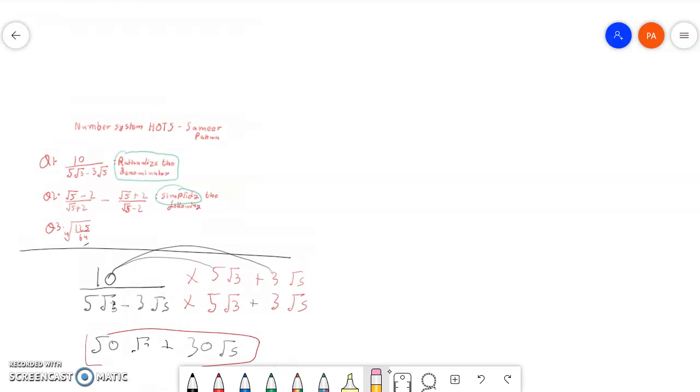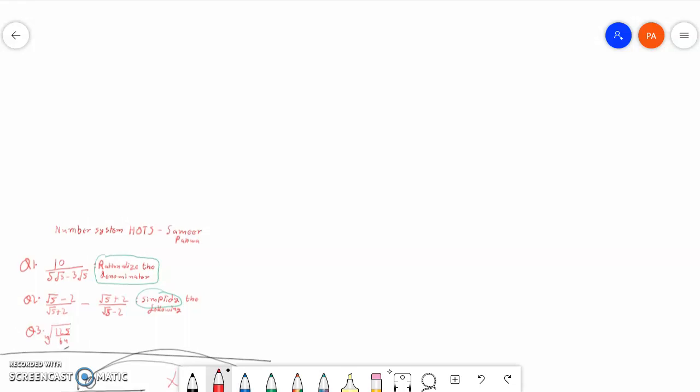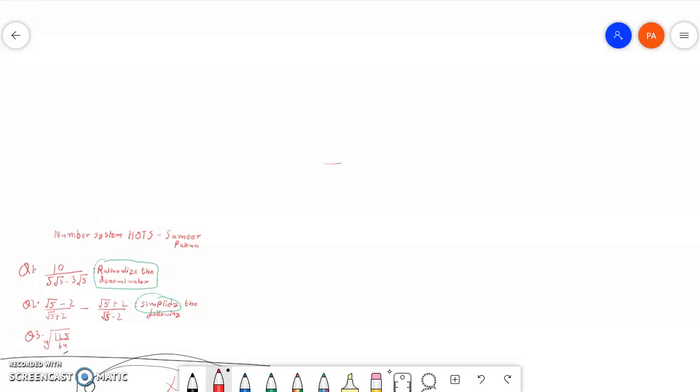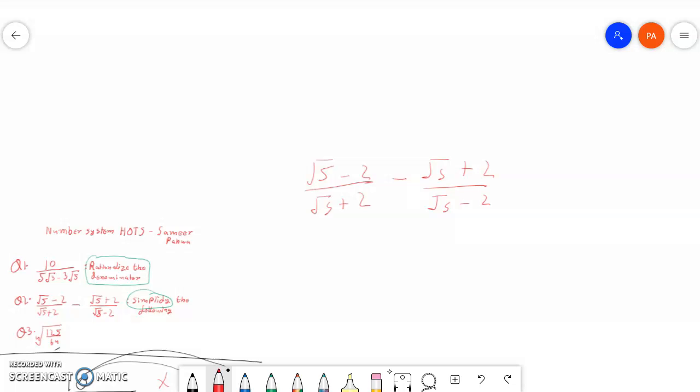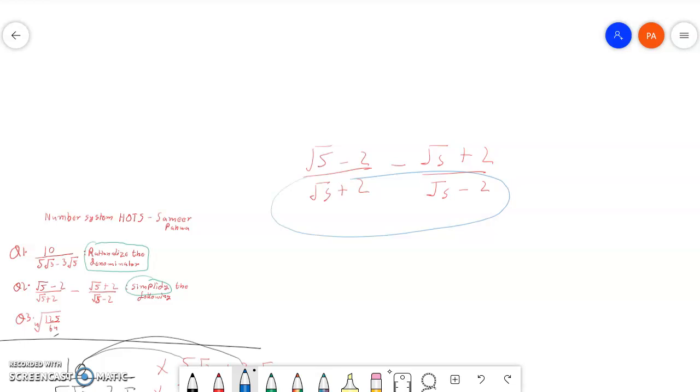The next question says, root 5 minus 2 divided by root 5 plus 2 minus root 5 plus 2 divided by root 5 minus 2. Now you may be thinking that I'll have to take out the LCM of both of them, right? No. If you thought this, you are wrong. An LCM can be taken out, but it will be way too complex to do so.